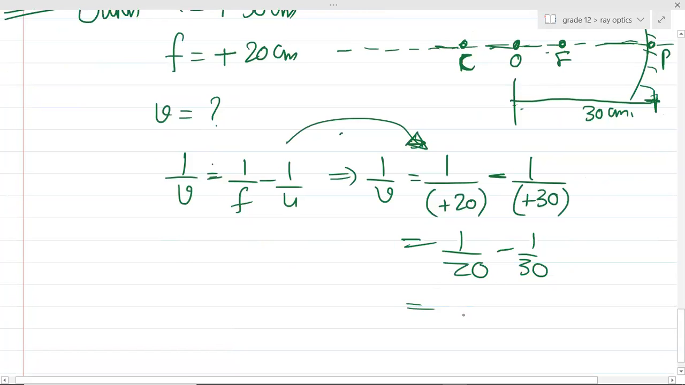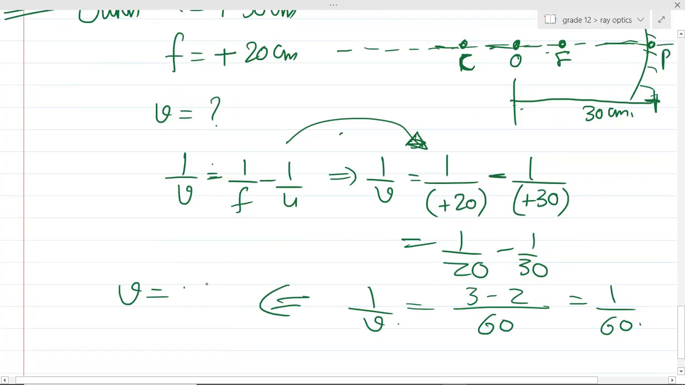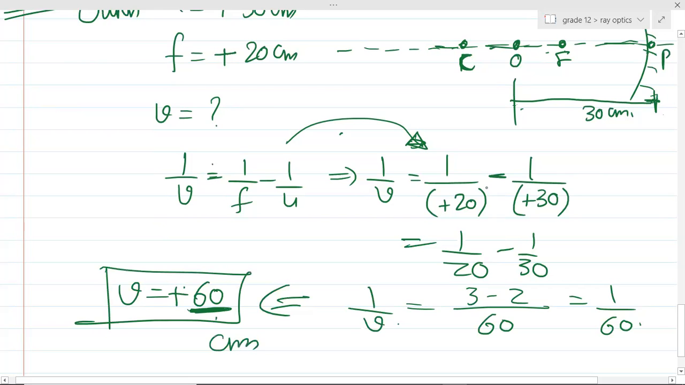So 1 by 20 minus 1 by 30 will be 3 minus 2 over 60, which is 1 by 60, and that will be basically your 1 by v. So from here v will be equal to 60. Can you see your answer came with a positive sign automatically? That implies the image is formed at a distance of 60 centimeter. Is it clear? Normal 10th grade question.